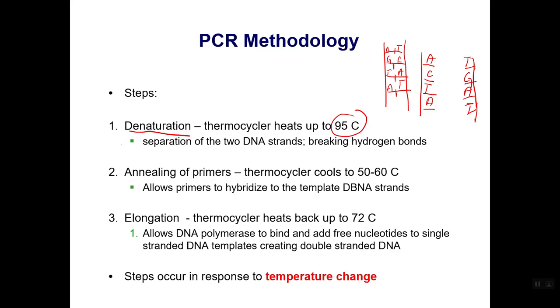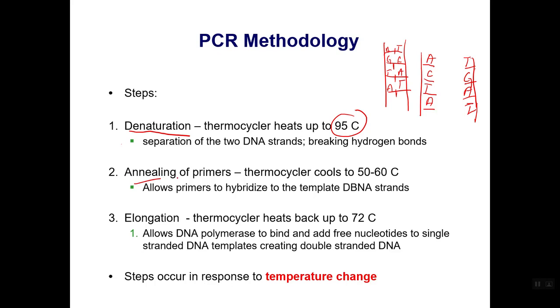Now you might be thinking, well, what about DNA polymerase? Remember, that's a protein, and high heats are going to cause proteins to denature as well. Well, that's not the case with this particular DNA polymerase that we added into our test tube, because remember, it comes from Thermus aquaticus, which is a bacteria that is able to withstand high temperatures. So it does not have any effect on our DNA polymerase.